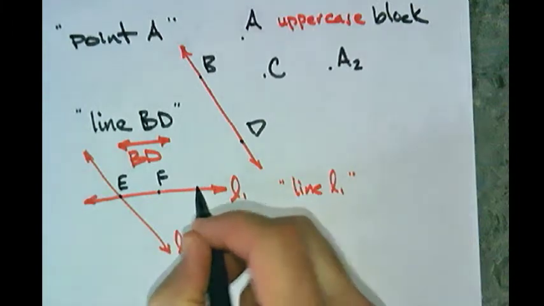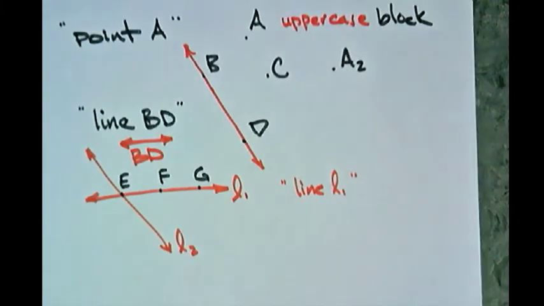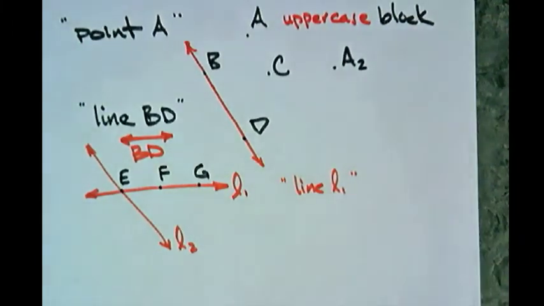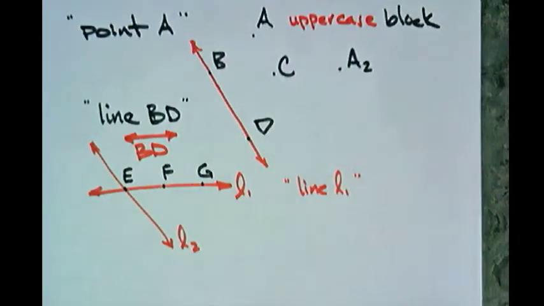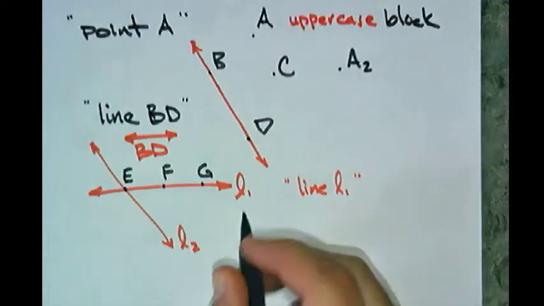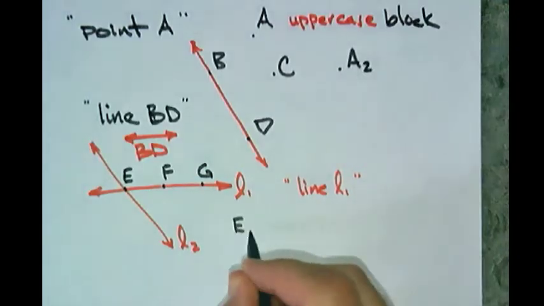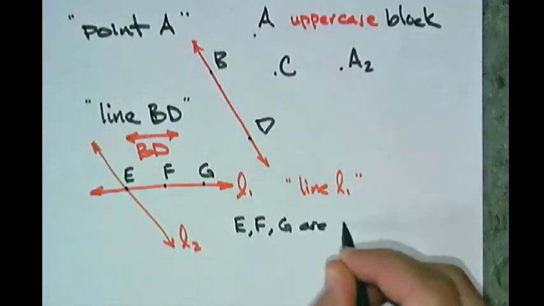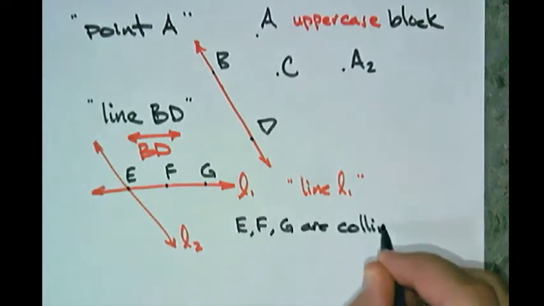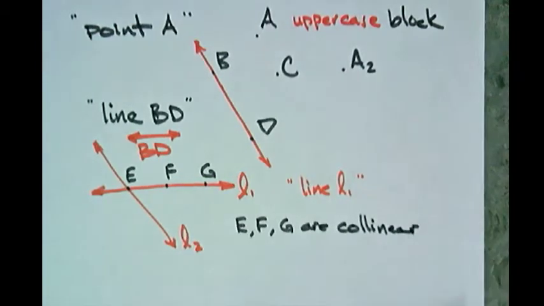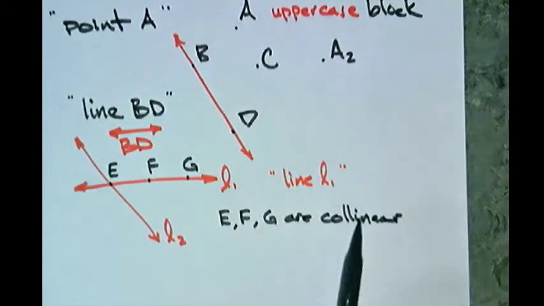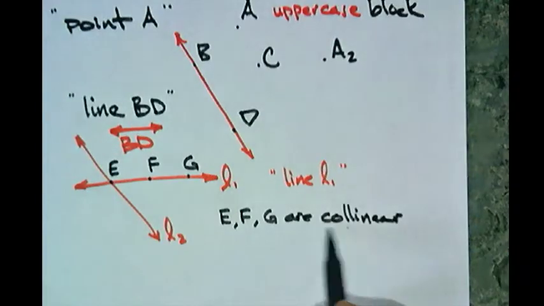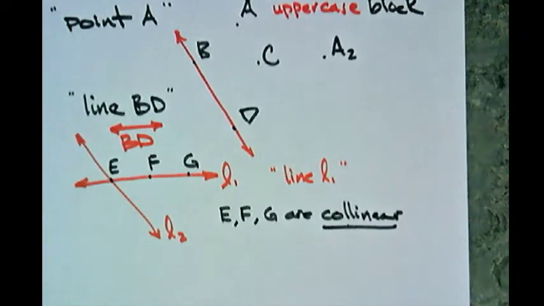F, G. All 3 points that I've just drawn, E, F, and G, lie on L1. I can then say that E, F, and G are collinear, meaning they lie on the same line. Collinear. Lots of vocabulary coming at you today.